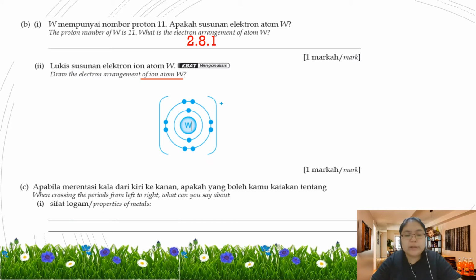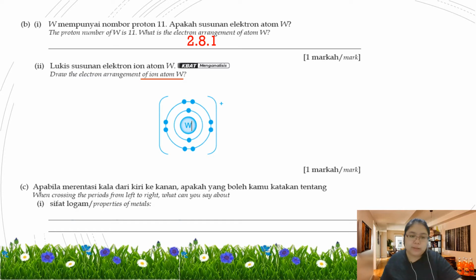This is an example. W is the atom at the center. The first shell has 2 electrons. After that, the second shell has 8 electrons. The extra 1 gives a positive charge. So this is the arrangement of the ion.